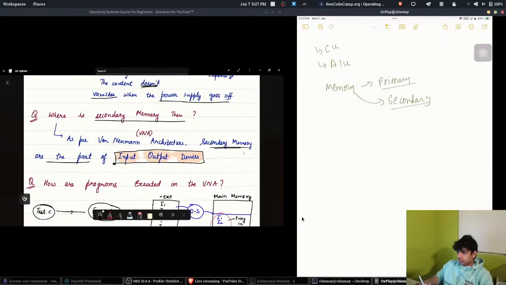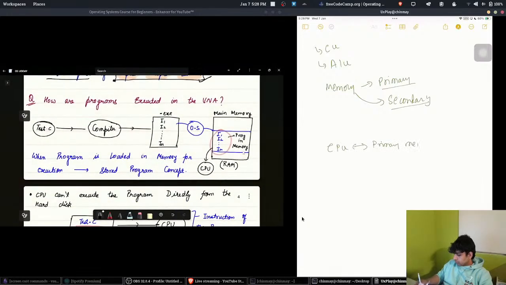Input output devices, I hope you know what they are. It's like monitor, keyboard, printer, and hard disk. These are input output devices. Okay, now an important concept comes here.